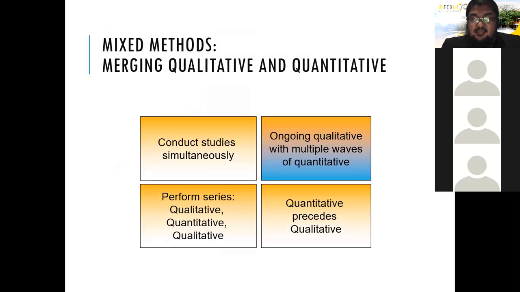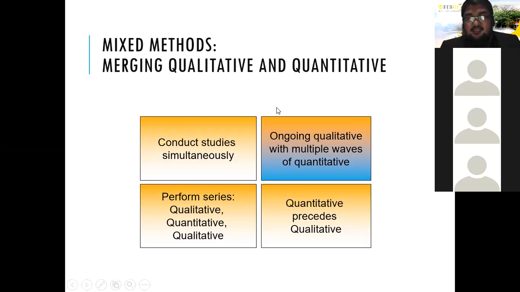The first one is by conducting both studies simultaneously. So we conduct the qualitative and the quantitative separately but simultaneously. While we are doing the interview, we also collect the data through surveys.